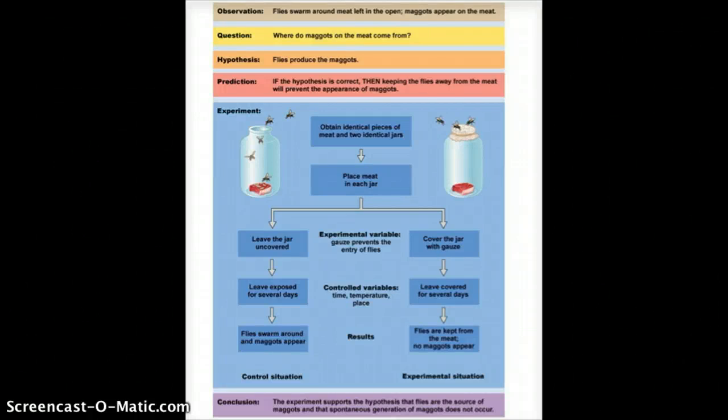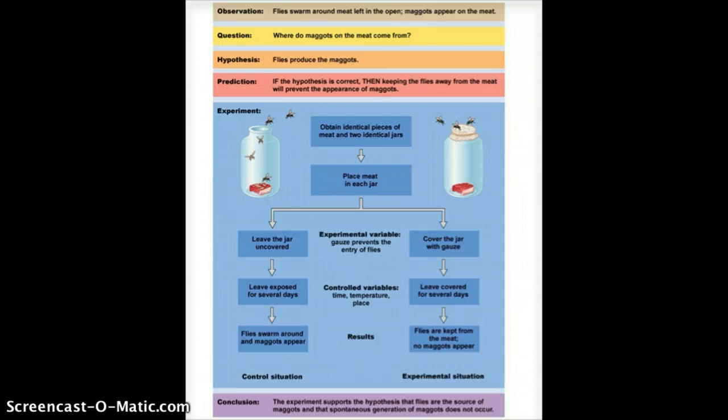Okay, so next we're going to look at an experiment done by a man called Francisco Redi. His observation was that flies swarm around meat that was left in the open and that maggots appear on the meat. Now, the thought at the time by many people was that the maggots somehow just spontaneously appeared on the meat. And that's called spontaneous generation. It was the idea that life can arise from non-life.